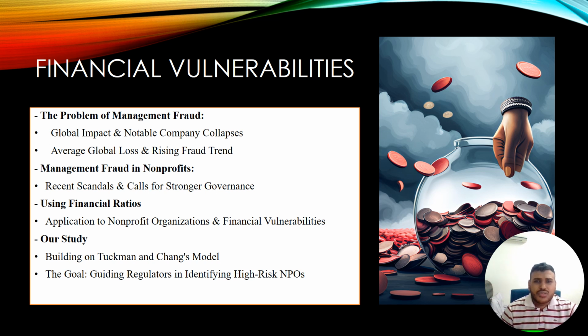This brings us to the heart of our study. We are utilizing financial ratios, tools commonly used by financial analysts to predict business failure and fraud, to assess the risk of financial vulnerabilities in non-profits. Building on the work of Tuckman and Chang from 1991, our study introduces four new financial indicators to their model. The goal is to help regulators pinpoint high-risk non-profits and hopefully curb management fraud in the sector. We are excited to dive deeper into this topic with all of you as our study progresses.